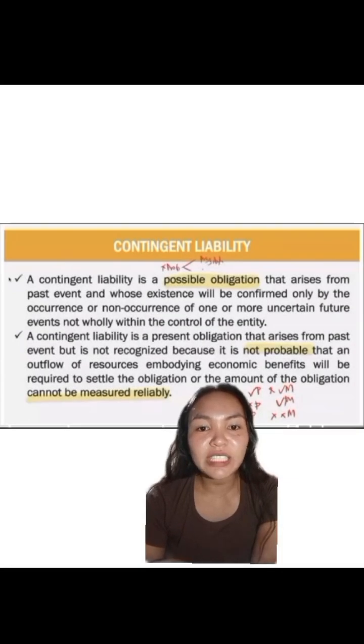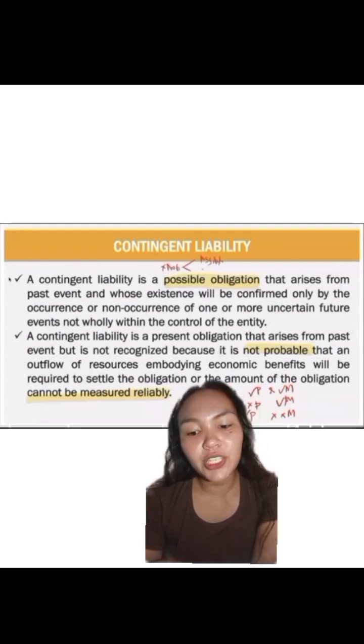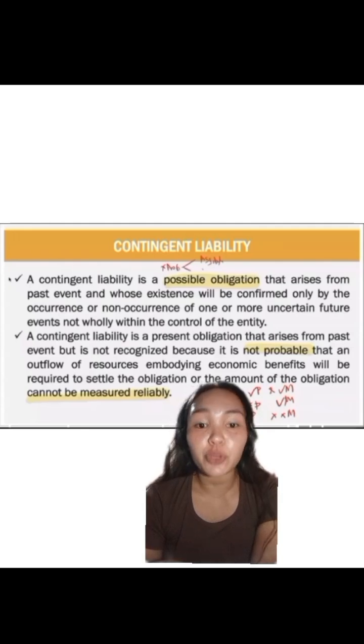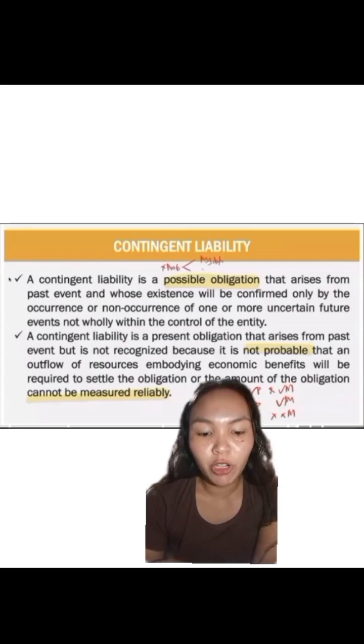Let's move on to contingent liability. Contingent liability is a possible obligation or it is not probable. However, it cannot be measured. Take note that in provision, it is probable and measurable, while in contingent, it is probable but not measurable, or it is measurable but not probable.